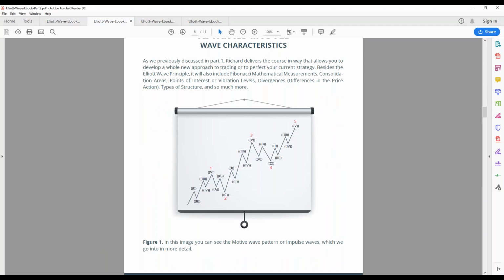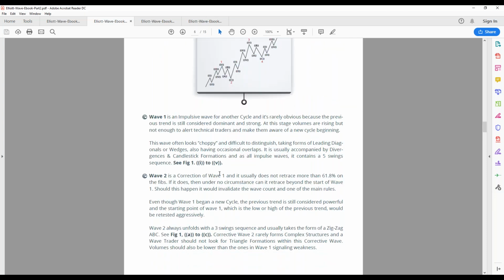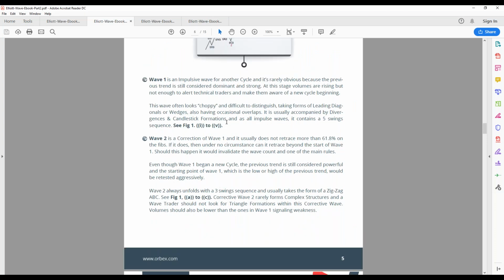Now, in this second part of the book, I'm going through each and every wave, right, with specific things. And as I said, wave 1 is usually choppy and difficult to distinguish, because most of the time it takes the form of either leading diagonals or so. And it has overlaps, that's for sure. So it's not a proper impulse in which you label a 1-2 in a zigzag, then a rally in a three, and the fourth wave does not move into the price territory of wave 1, and everything is nice and clean.